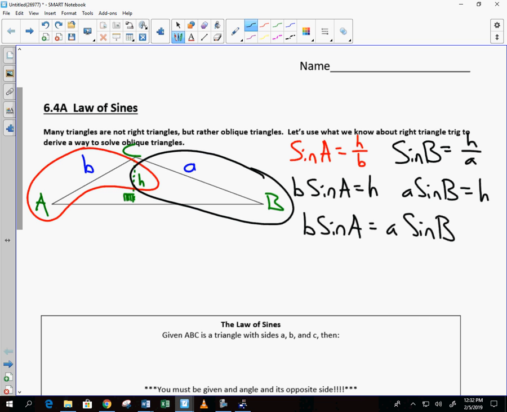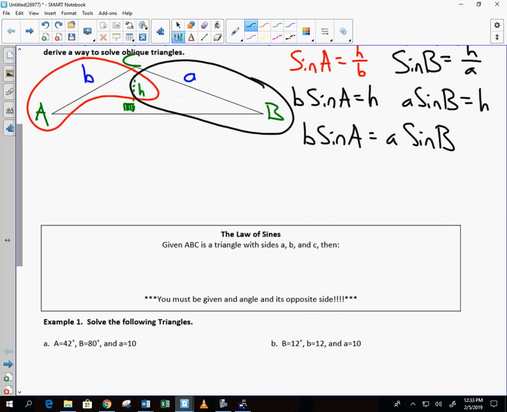We now have an expression that involves angles of a triangle and sides of a triangle. That does not involve SOHCAHTOA. It does not involve the Pythagorean theorem. And although it looks kind of cool right now, I can make it look even better. I'm going to do one last thing. In an equation, you're allowed to divide both sides by the same thing. I'm going to divide both sides by AB.